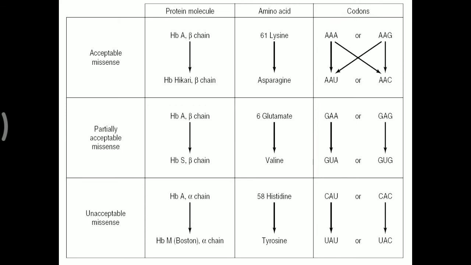But suppose that in adult hemoglobin, in the alpha chain, position 58, the distal histidine residue, is replaced by tyrosine. Then the basic function of hemoglobin, the transportation of oxygen, does not occur. So that hemoglobin molecule is not helpful for the survival of the person. That is an unacceptable mutation, and life is not possible. So if a mutation replaces an amino acid with another, it may be acceptable, partially acceptable, or sometimes unacceptable. That is important.